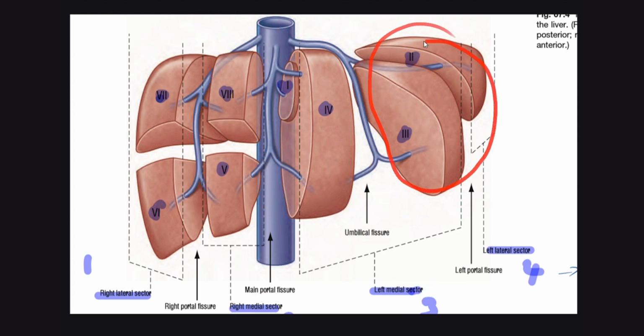So this is the left lateral sector because it's opposite the medial sector, and this is far away from the medial side. And then we have the right lateral sector, which is also far away from the medial side. Now, that being said, that's all that you have to know for the functional division of the liver.